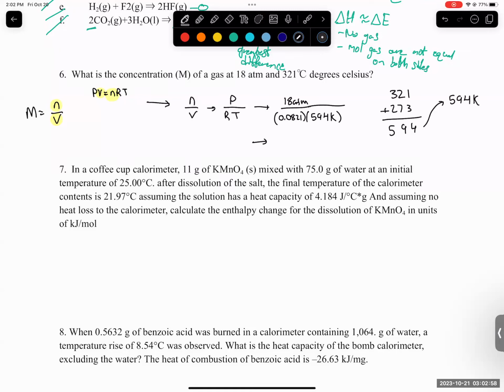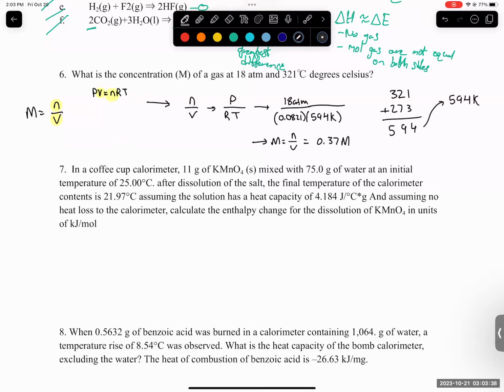And what did we get as our molarity, which was our moles over volume? What is the number? What's the molarity of the gas? 0.37. So 0.37, and it's going to be in units of what? We're solving for molarity, so it's going to be in units of molar, right? Or moles per liter. It could also have been moles over liters.